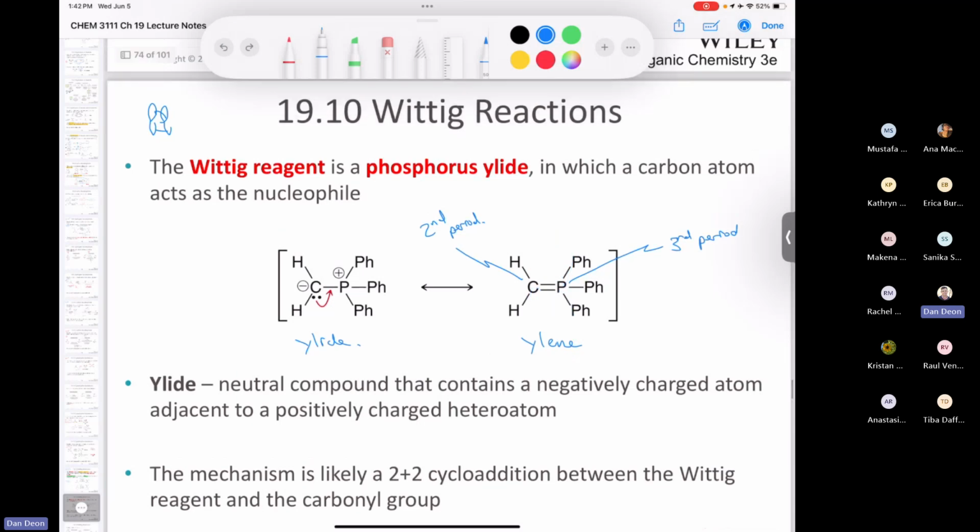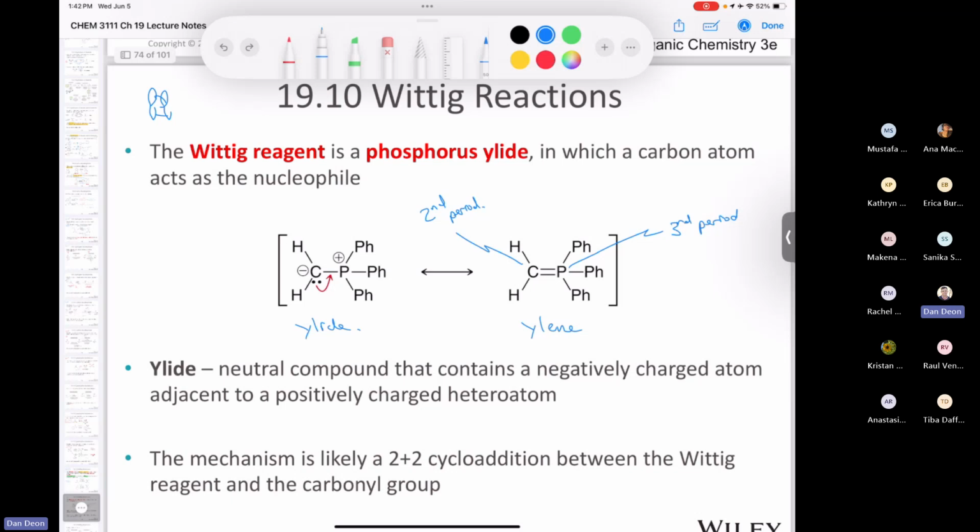So again, the ylide is a neutral compound that has a negative charge next to a positive charge. The negative charge is on the carbon and the positive charge is on the phosphorus. Now the mechanism, you guys remember cycloadditions, when we look at Diels-Alder, that was a 4 + 2 cycloaddition, right? You had 4 atoms in the transition state from your diene, and then you had 2 atoms in the transition state from your dienophile, right?